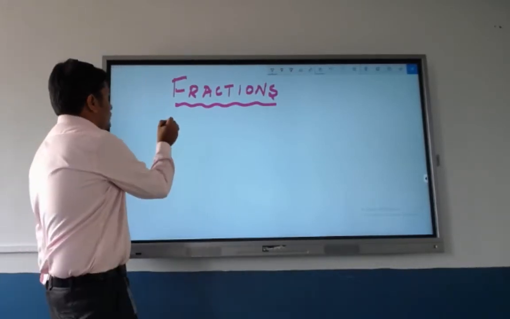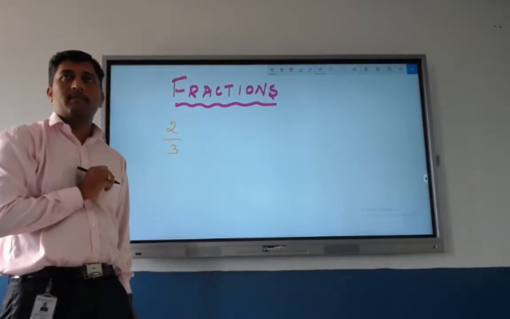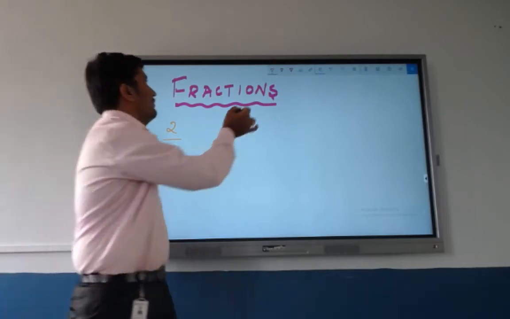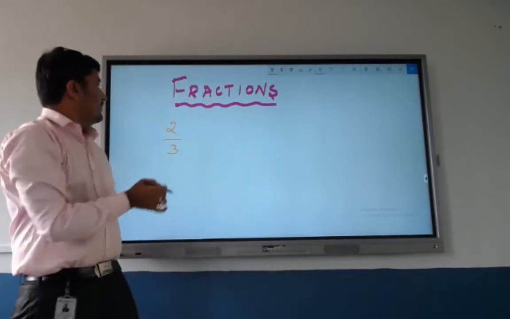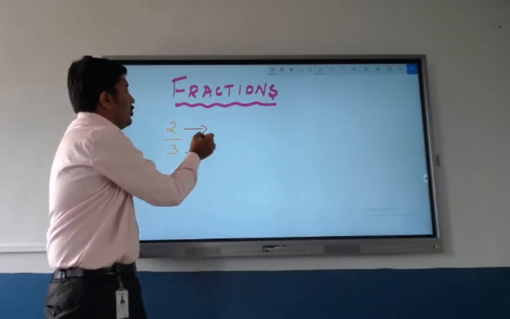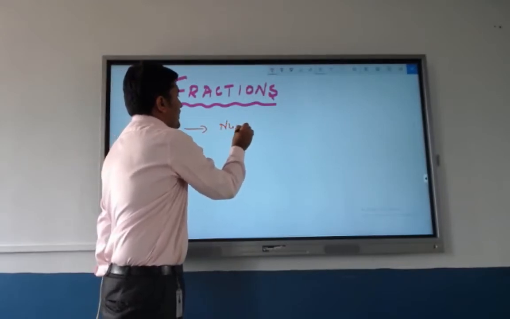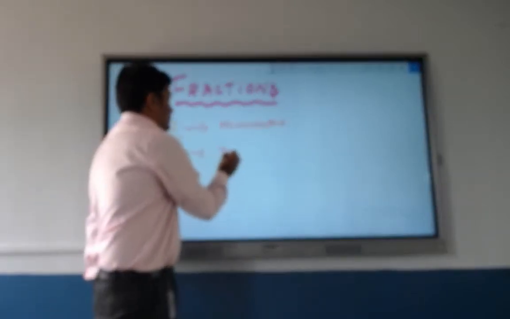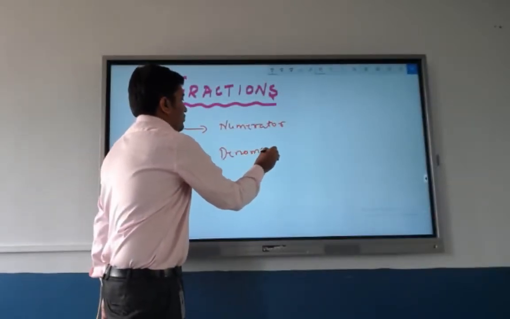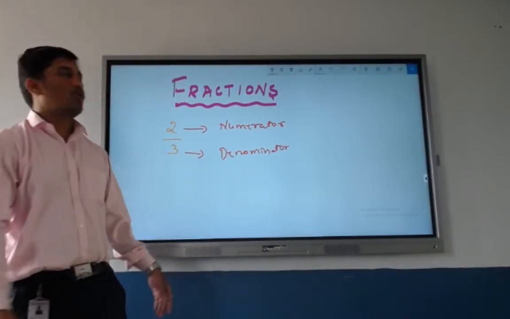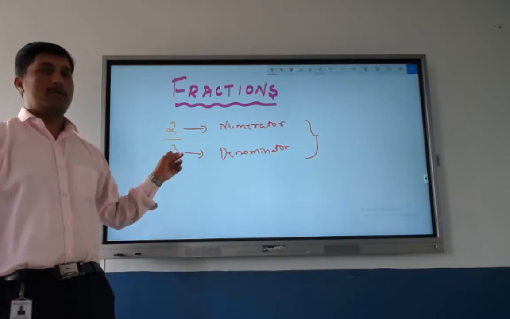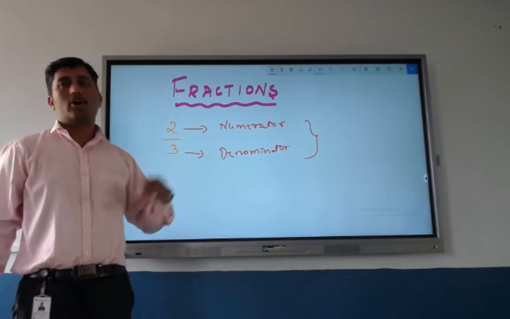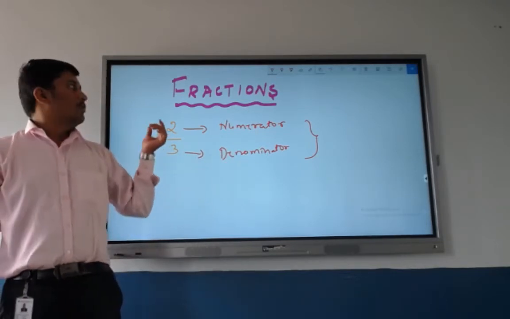Take one example, 2 upon 3. This is one fraction. Any fraction contains 2 parts. Now see here. The upper part is called the numerator and this lower part is called the denominator. So any fraction contains these 2 parts. This is one fraction, 2 upon 3. The up number is called the numerator and the down number is called the denominator. So these are the main parts of any fraction.